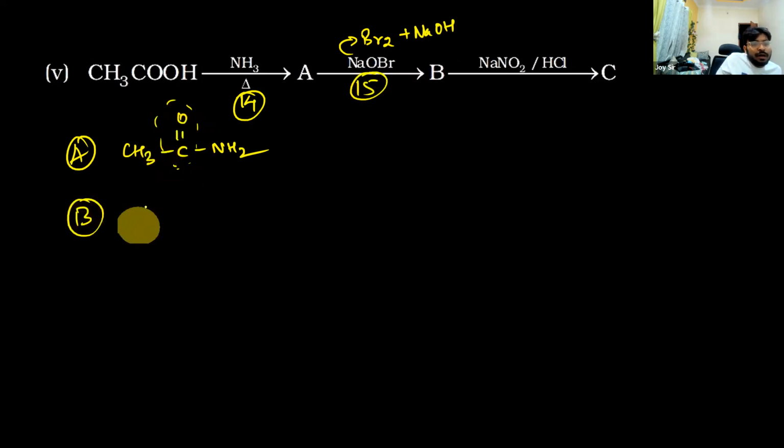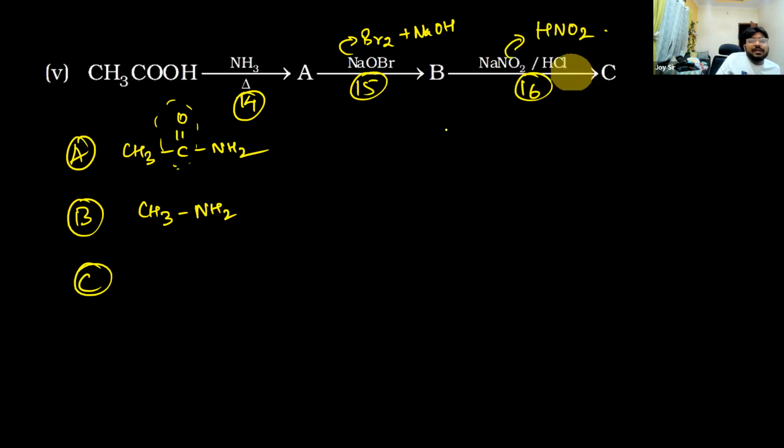This part will be gone. This will be CH3NH2. That is C. Then NaNO2 and HCl, it is the 16th reaction actually. Mixing the two gives HNO2. So it will become CH3OH. Methanol is created. This is our final product. So this is our methanol. Fine. So these are the A, B, C products.